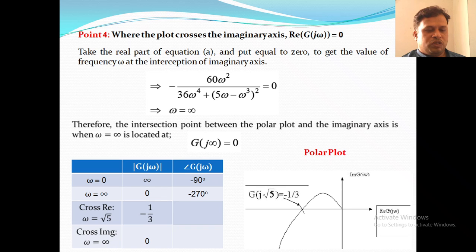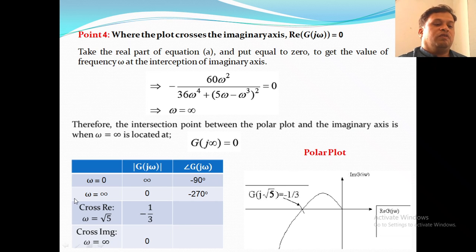Now, if you equate it to 0, then omega is equal to infinity. If you substitute the values, then G(j infinity) is equal to 0. So, the same thing: we will make a tabular column. In the tabular column for omega equal to 0 and omega equal to infinity, as we have already written the values in the previous slides, they are minus 90 and minus 270.